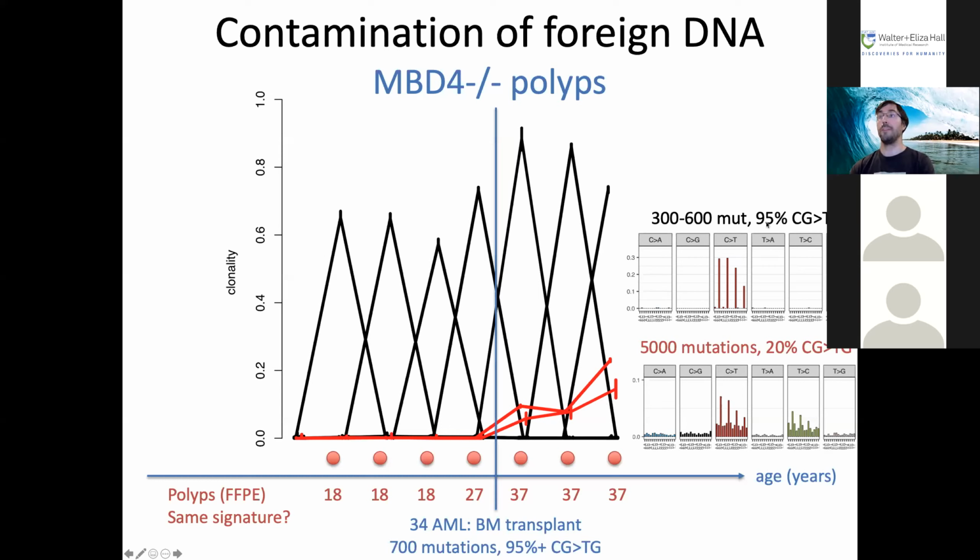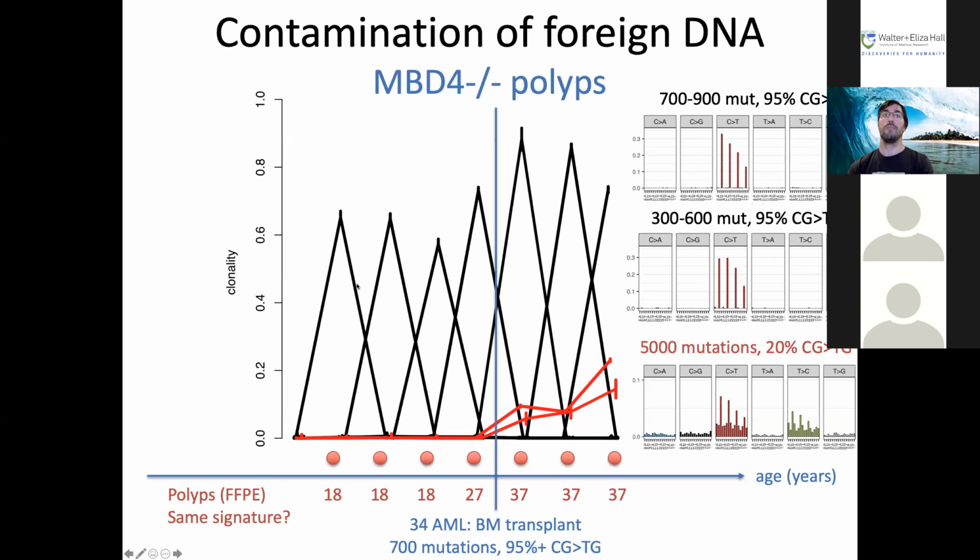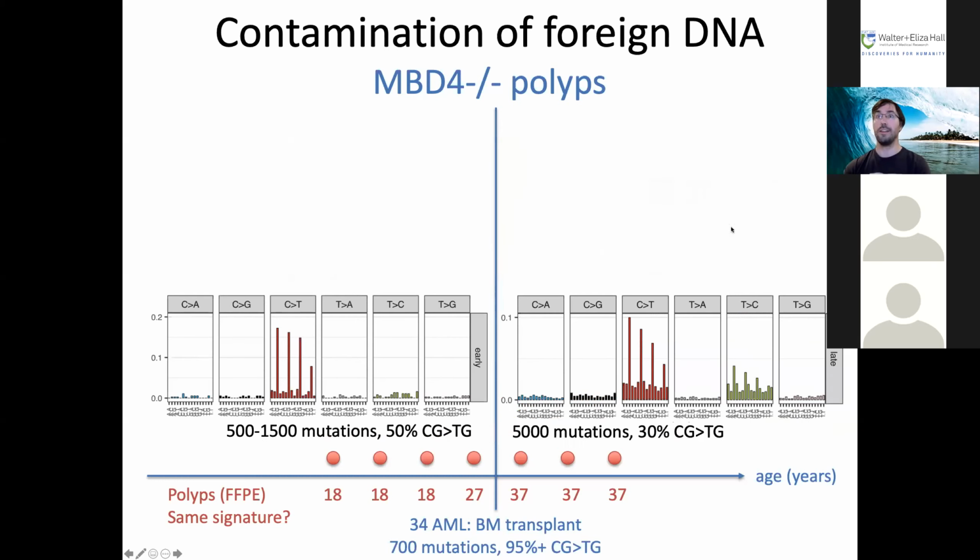And we then find a much cleaner signature of 95% CG to TG, and we find a bit lower mutation rates in the samples from younger age, and then an increased mutation rate in the samples from older age. And we see that the AML samples with 700 in the middle fit perfectly in terms of mutation rate here. So this is telling a much cleaner story than the by-sample analysis we did here.